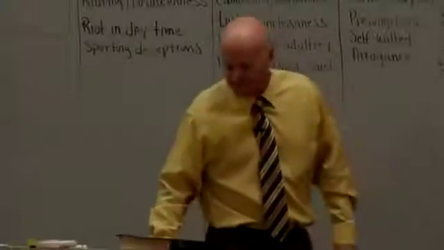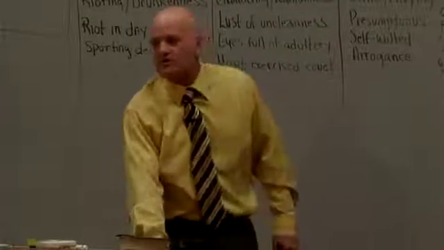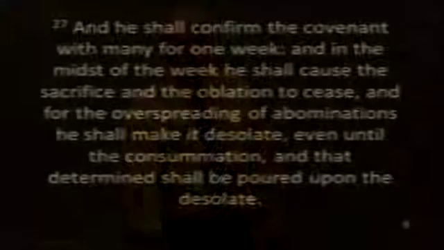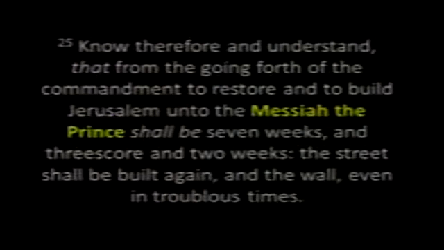Notice, and I highlighted it for you, there are 2 different princes mentioned in the passage. The first one is a capital P, Messiah the Prince. We all know who that is. Okay? He's talking about that it says, from the going forth of the commandment to restore and to build Jerusalem unto Messiah the Prince shall be 7 weeks and 62 weeks. He's breaking that down into parts. The street shall be built again on the wall even in troublous times.